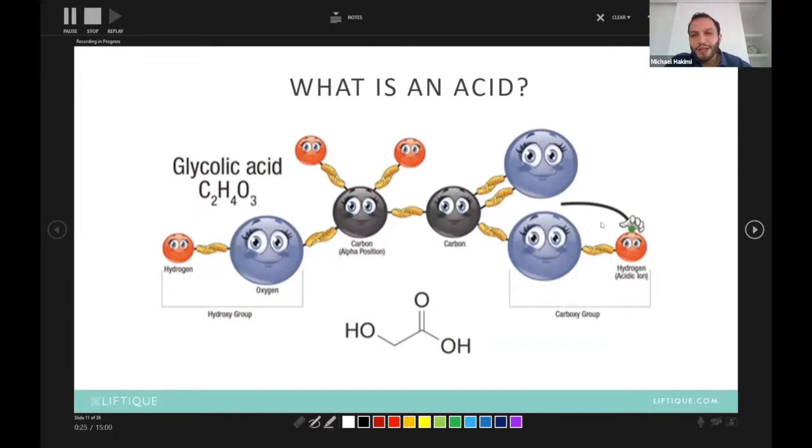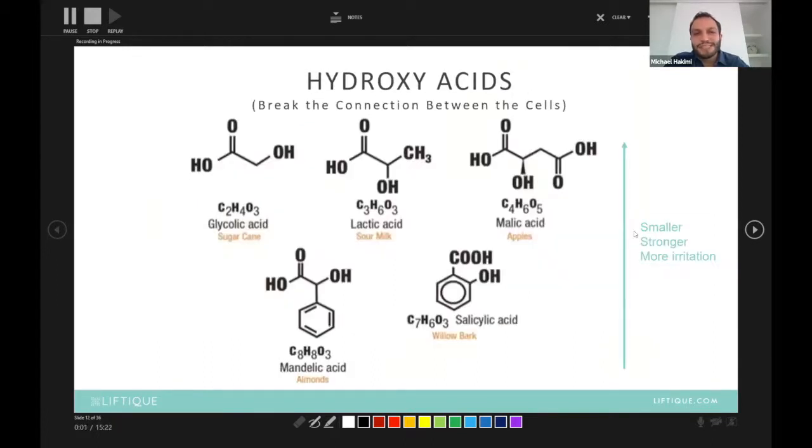Acids have a hydrogen atom on the corner. You can see this hand that's a little unstable. This hydrogen atom has an electron deficiency that makes it more reactive. What acids do is they react with other molecules and make them unstable, so the dead layer of your skin is going to slough off after you use this for a few days.